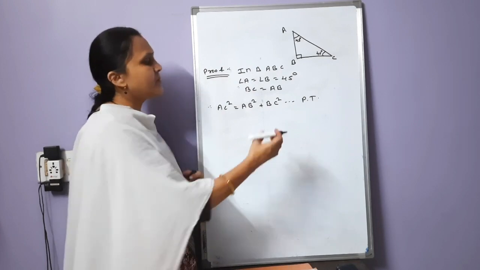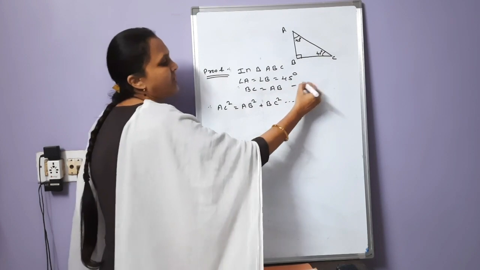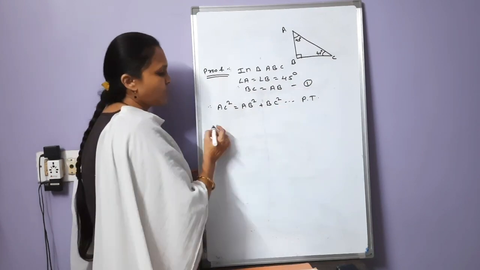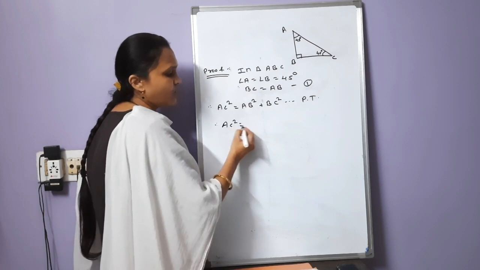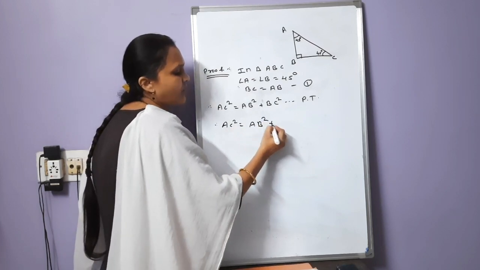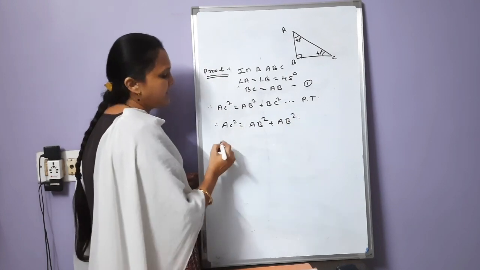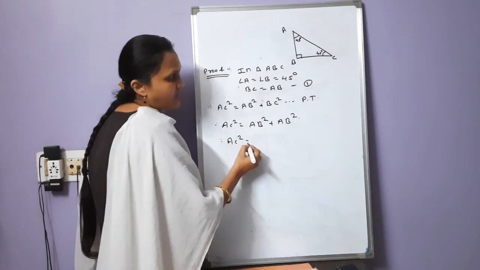That is the Pythagoras Theorem. So here, suppose we take this as equation number 1. What is the measurement of BC? In that we can write AC square equals AB square plus AB square. Now how many ABs are there? Definitely these are 2 ABs. So AC square equals what?